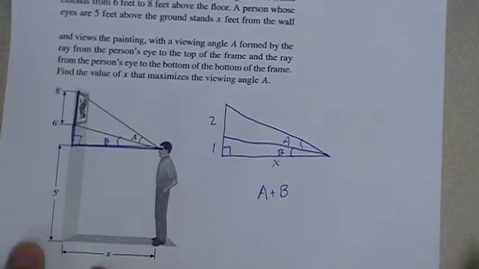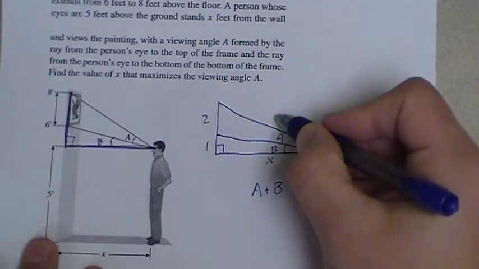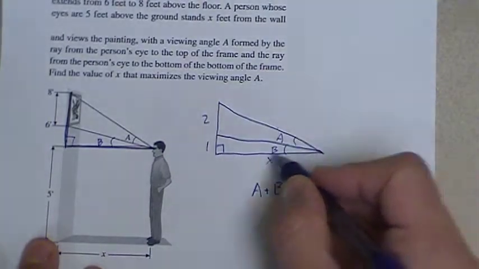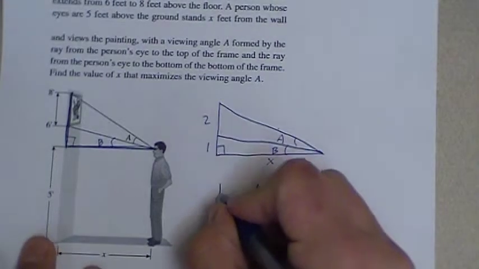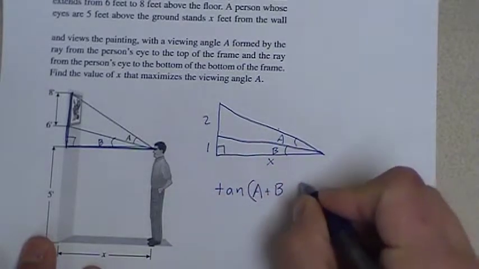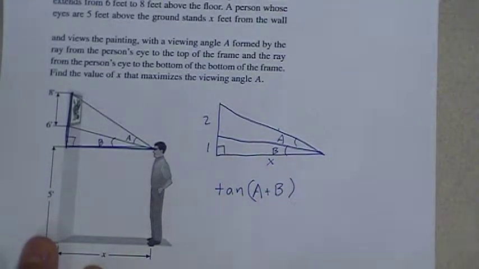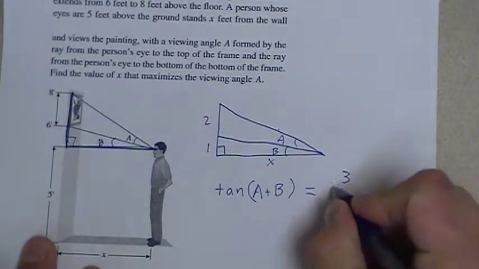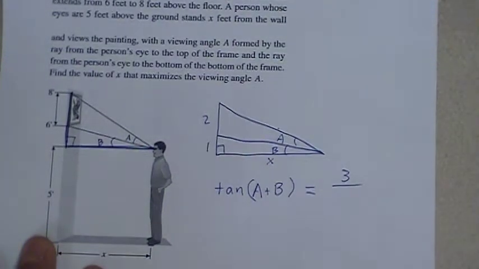These variables can be related using the triangle here. We have the opposite of this big angle, and we have the adjacent to that big angle. So opposite and adjacent would be the tangent ratio. Tangent of the angle A plus B is going to be equal to opposite over adjacent. Opposite would be 3, you have to take the sum of those, and adjacent would be X.